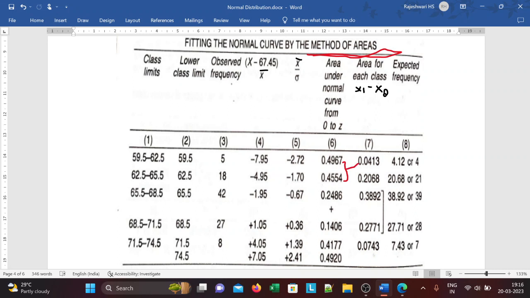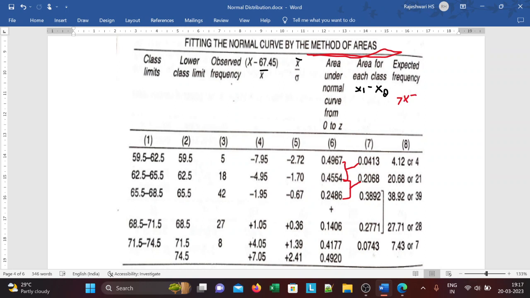So next one, 0.554 minus 0.2486 is our next thing. So likewise we are going to find out the area for each class. After that, last one, expected frequency. So expected frequency is nothing but seventh column into frequency. So 7 into 3 is our eighth column.